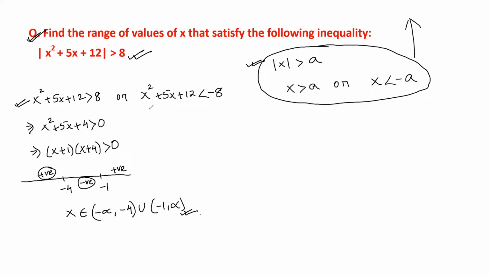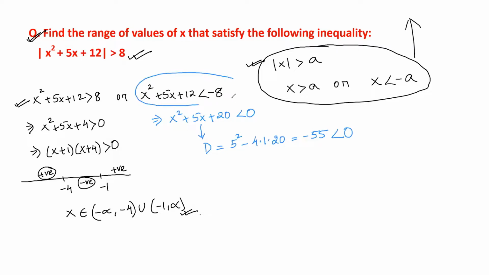Now, for this part of the inequality, we can write x square plus 5x plus 12 plus 8, which would be 20, and this would be less than 0. Now, if you look here carefully, the discriminant for this quadratic part would be b square minus 4ac, that is 5 square minus 4 times 1 times 20, that is 25 minus 80, which is minus 55, which is less than 0. So that means there won't be any real roots which we can put in the number line. So that means x square plus 5x plus 12 less than minus 8 is not possible.